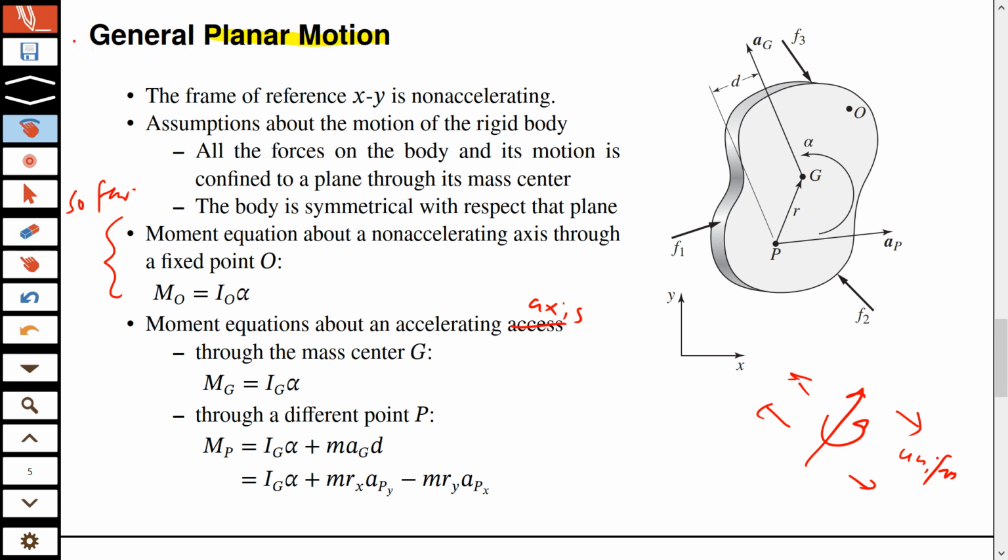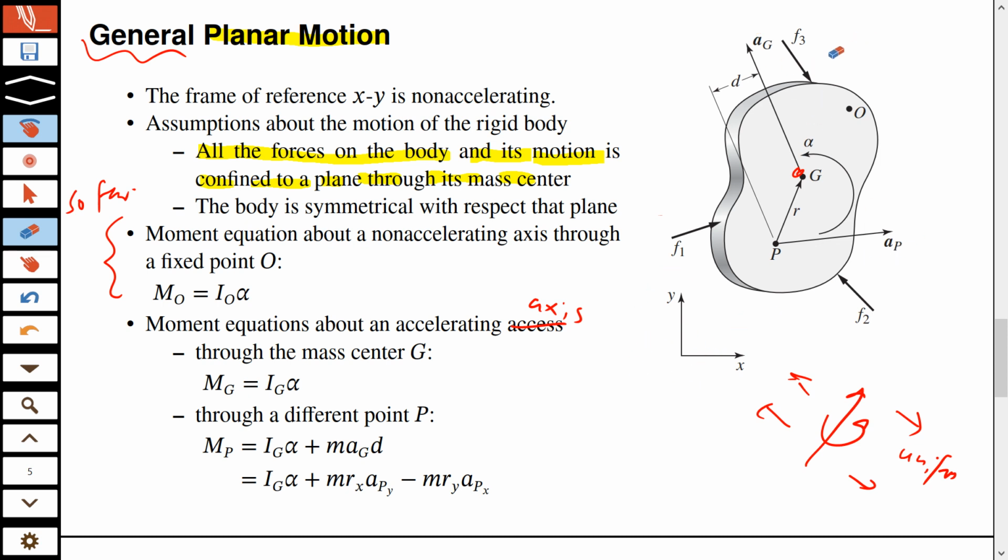So we will still have planar motion, which means that we will still assume that all forces on the body and the resulting motion are confined to a plane through its mass center. So let's say you have a body with a center of mass G, and you have this xy plane, and everything is in there: all the forces, F1, F2, and all the motion, acceleration, velocity, everything has to be in the same plane.